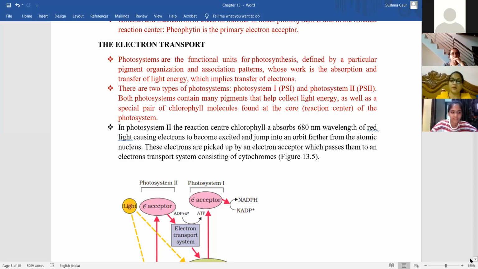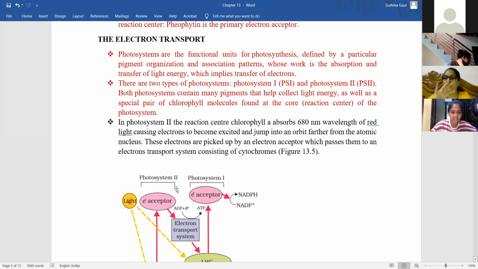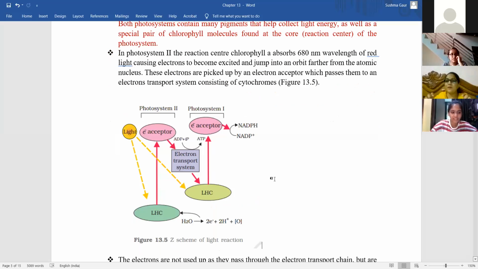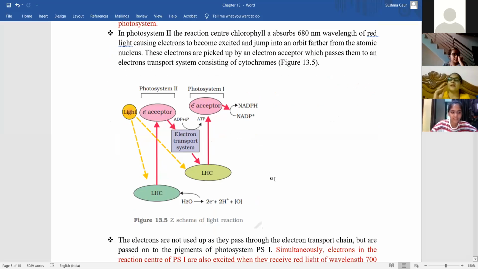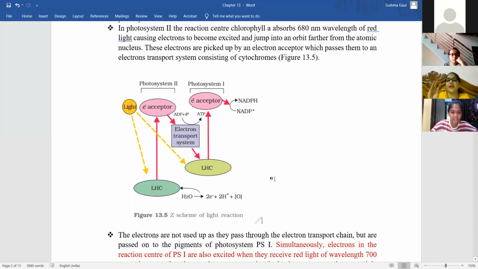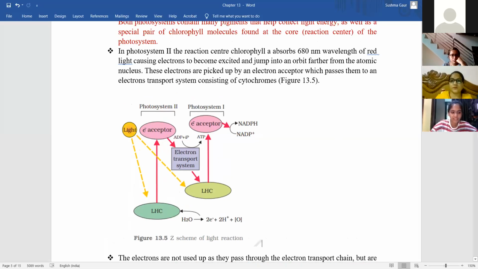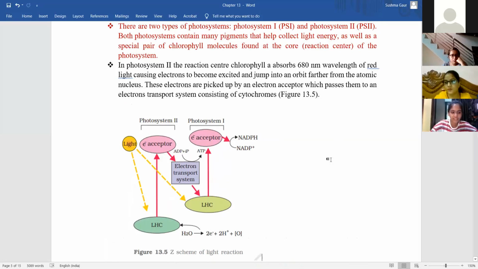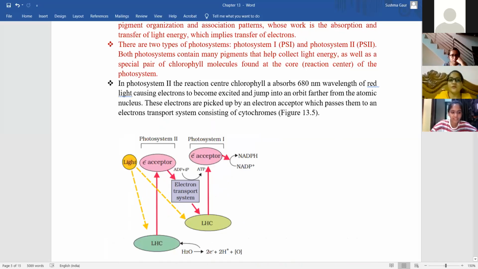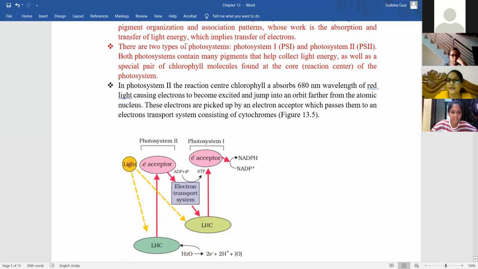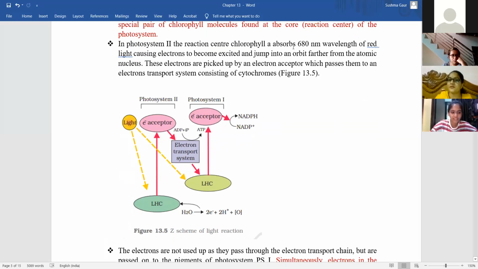So this light harvesting complex, as I told you earlier in that diagram, consists of many pigments along with the reaction center. The reaction center will be chlorophyll A, and other pigments will be chlorophyll B, xanthophyll, and carotenoids. Okay. So now I will explain the theory. In photosystem 2, the reaction center, that is chlorophyll A, will absorb 680 nm of light, red light, that causes electrons to become excited.